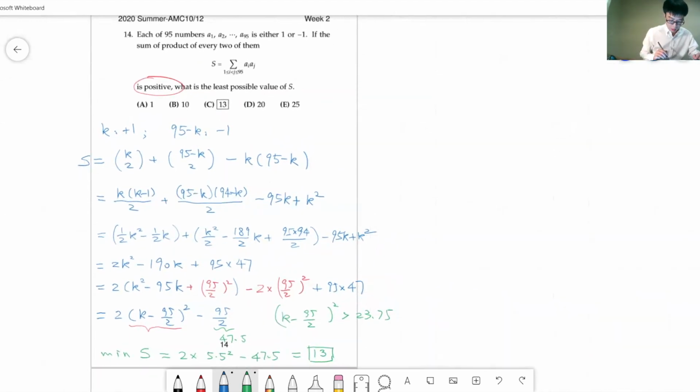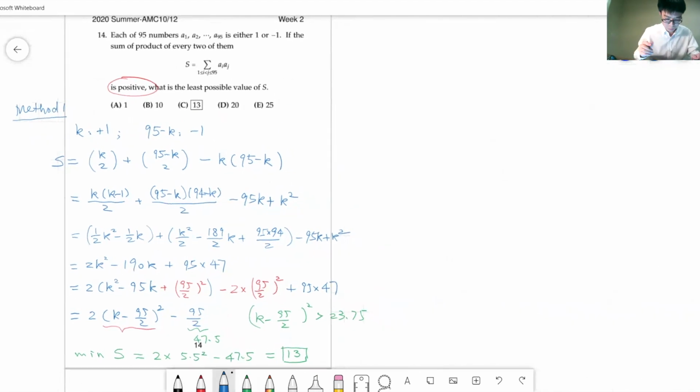Okay, let me call this method 1. I'd like to introduce another method, which I think is better. Now let's do it here. The second method is based on a formula for the square of a sum. So let's record this formula.